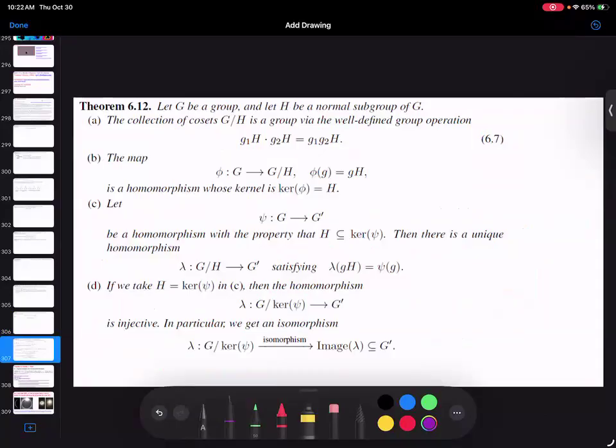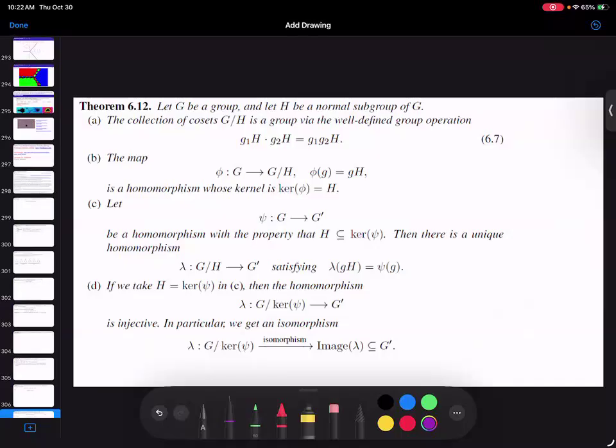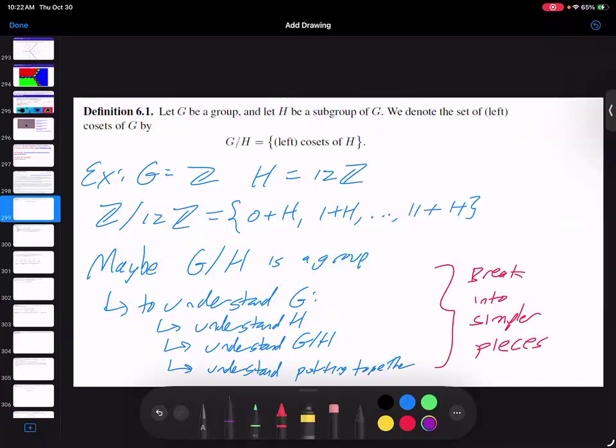I don't want to go into too much new group theory material right now. I want to give you some time to digest it as we go through chapter 6. But this is what we're doing along the lines of break into simpler pieces. Understand H, understand G mod H, and then understand how to put them together. That's where we use the group homomorphisms.